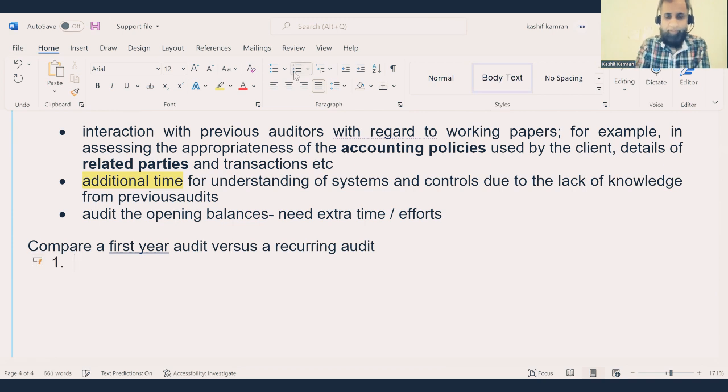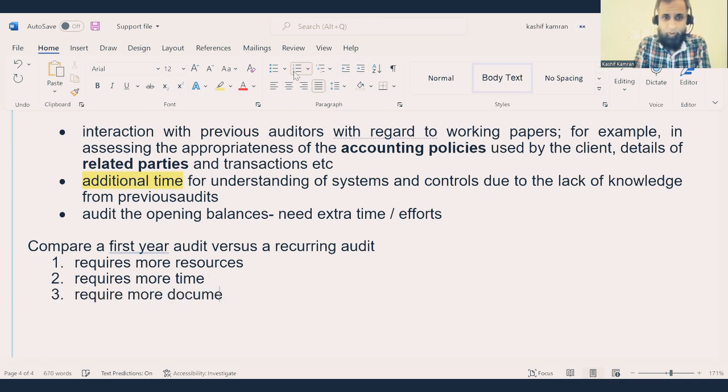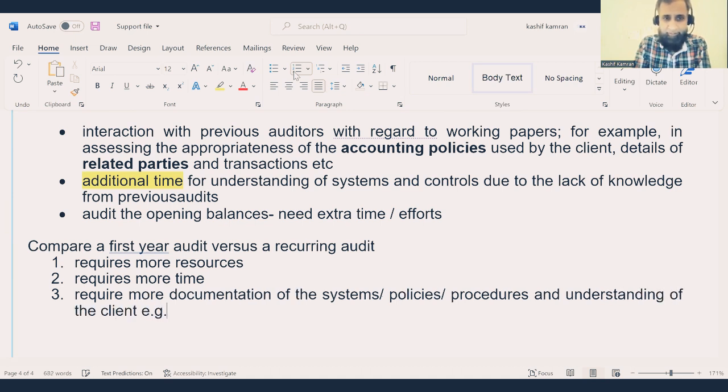Number one, it requires more resources, requires more time, requires more documentation of the systems, policies, procedures, and understanding of the client. Example, the permanent audit file. You need to document a lot in the first year audit, right? Like the permanent audit file, you need to understand a lot about the client.